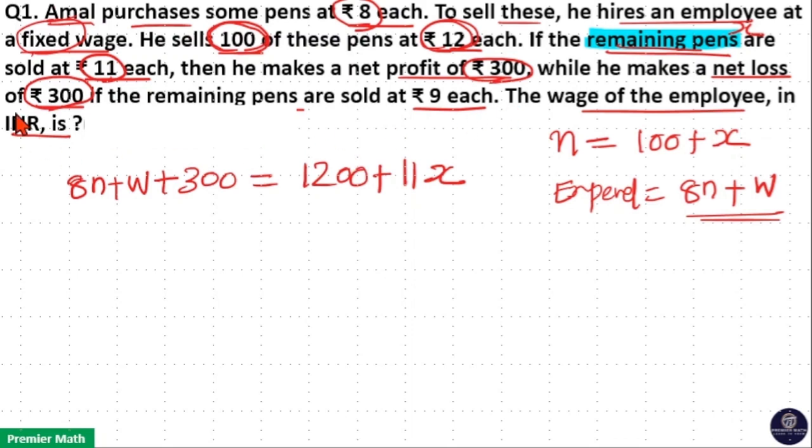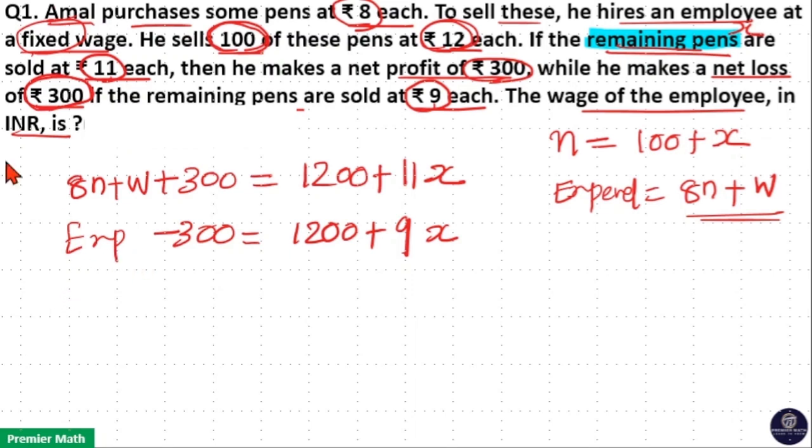Now in the second case, he makes a loss of 300 rupees. Loss means minus 300. So, when he sells 100 of these pens at 12 rupees each, that means 1200 plus the remaining pens at rupees 9 each. Remaining pens are x at rupees 9 each means 9x. So, when he sells at this selling price, he makes a loss of 300. Loss of 300 means selling price is 300 rupees less than the expenditure. Here expenditure is 8n plus W.